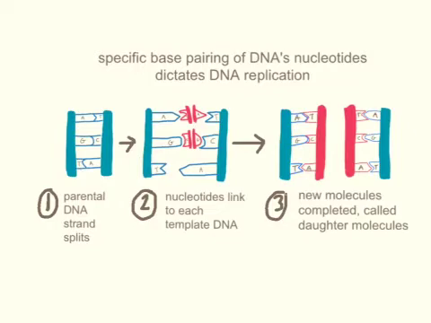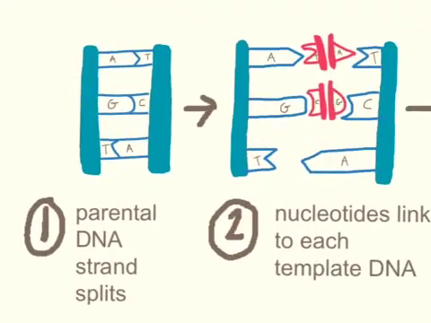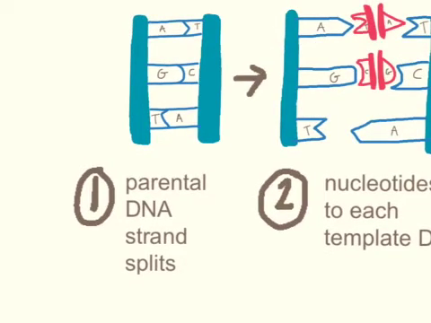In this slide, we're going to talk about how a specific base pairing of a DNA's nucleotides dictates DNA replication. So in the first diagram, we just see that we have the parental DNA. So the parental DNA strand is going to split, and each half is going to become a template for duplication. And one of the challenges in DNA splitting is that the double helical shape really adds complexity. So because it's helical, it's hard to split because it has to unwind and it has to copy simultaneously.